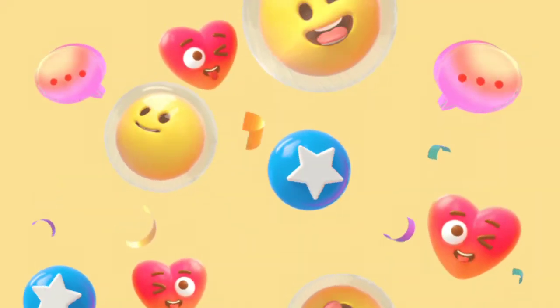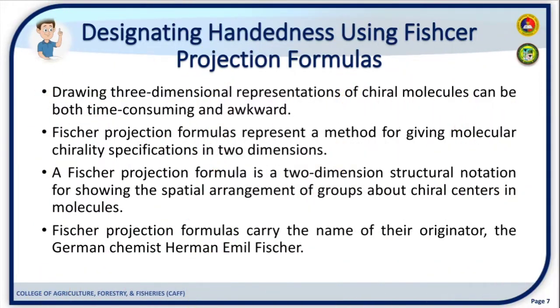Hello students, this is part 2 of lesson 2. Today, let's learn about designating handedness using Fisher projection formulas. First of all, what is a Fisher projection formula? And why do you think it's important to learn that in biochemistry?